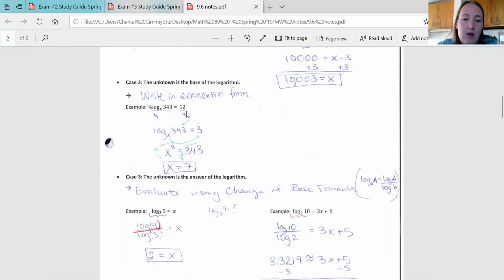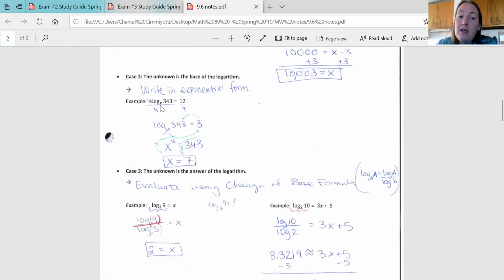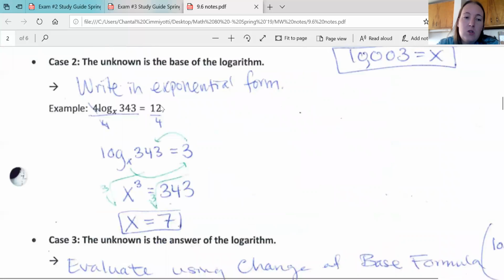The next example is if the unknown is the base of your logarithm. So first isolate, so I divide by 4, and now that it's isolated, I'm still stuck. I don't know the value of x. x to the 3rd is what? You might be able to think it out, go what to the 3rd is 343, and know it's 7. But again, that's what you're saying to yourself. It's x to the 3rd. What to the 3rd is 343. And if you don't happen to know that 7, you can use the nth root, in this case, the cube root, to undo the cube.